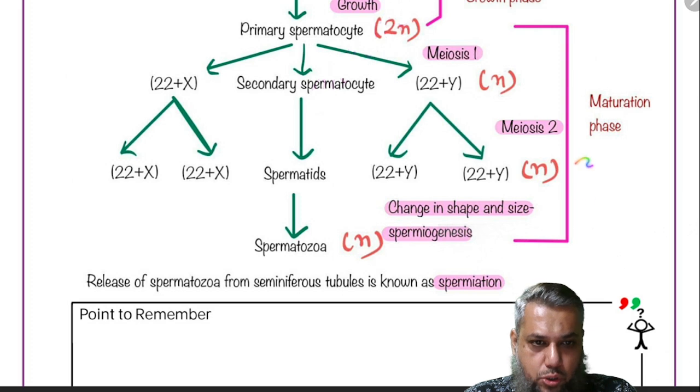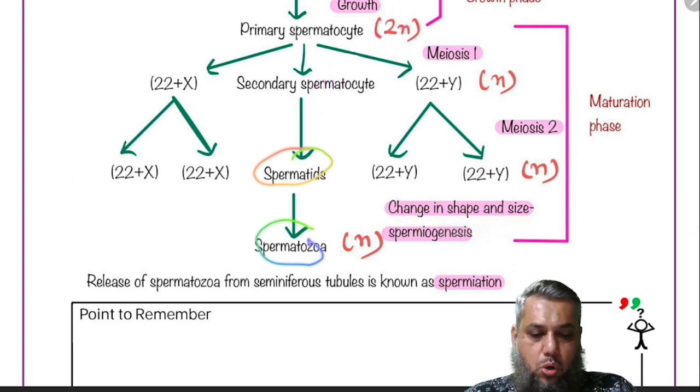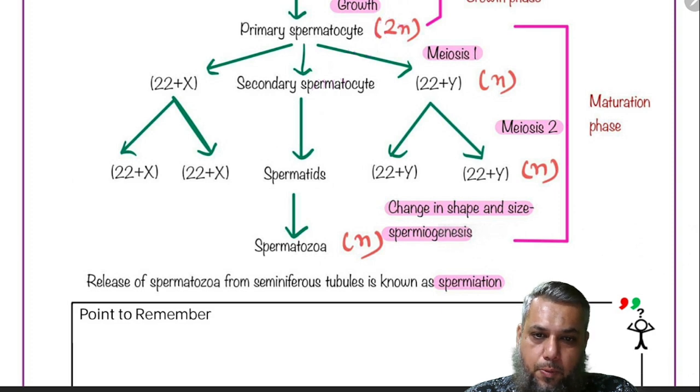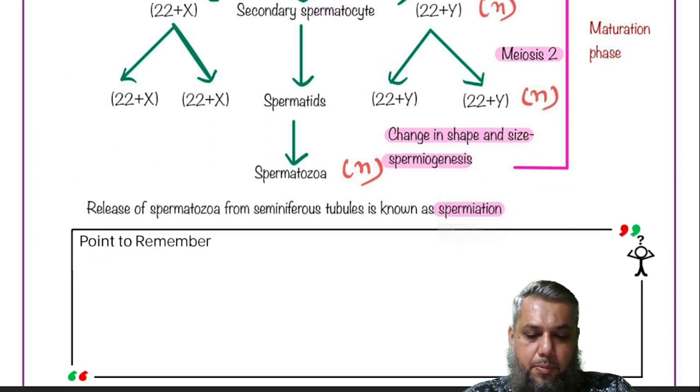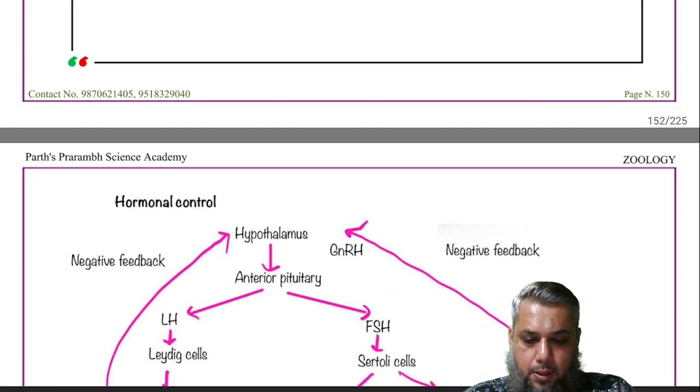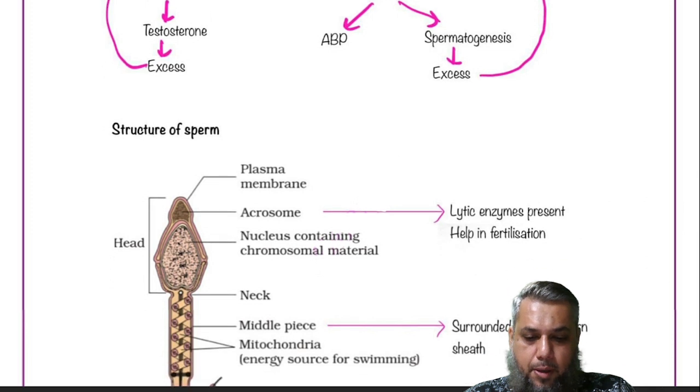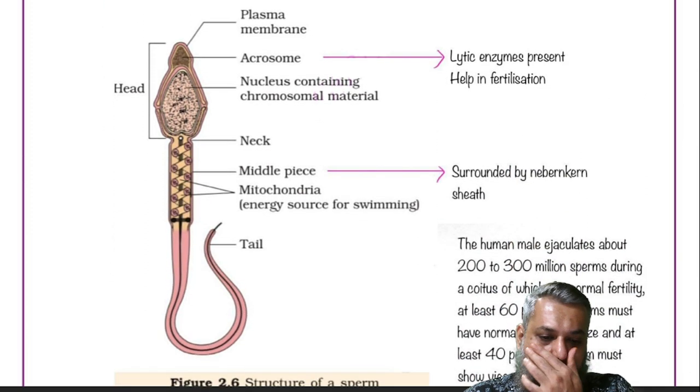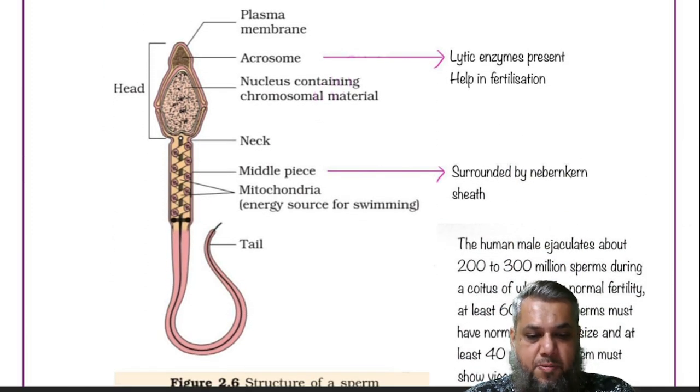The entire process is called spermatogenesis, but the conversion of spermatid into the spermatozoa is called spermiogenesis, and spermiogenesis is under the influence of the follicle stimulating hormone. And then I've already told you about spermiation. So that was about spermatogenesis, which results in the formation of the human sperm.